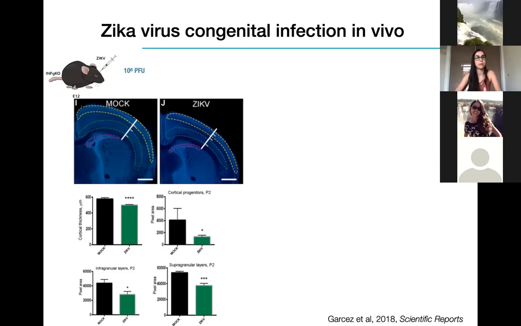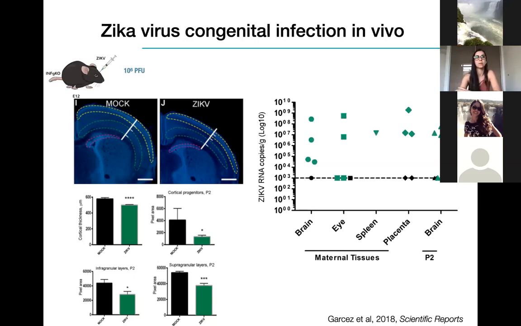This was done in collaboration with Professor Maria Bellio, who already had these animals, and that was really important for this work. So we used those animals, which are immunocompromised type 2 interferon knockouts, and then we injected the Zika virus intravenously at stage E12, a stage of development where you have a peak of neurogenesis. As you can see here, in the Zika virus-infected cortical coronal section, the brain is smaller, and the cortical wall is in fact smaller. You have reduced cortical thickness and a reduction of cortical progenitors. At P2, postnatal day 2, you have a reduction of the infragranular layers and the supragranular layers.